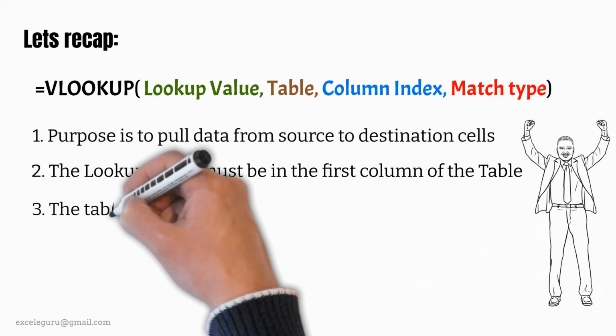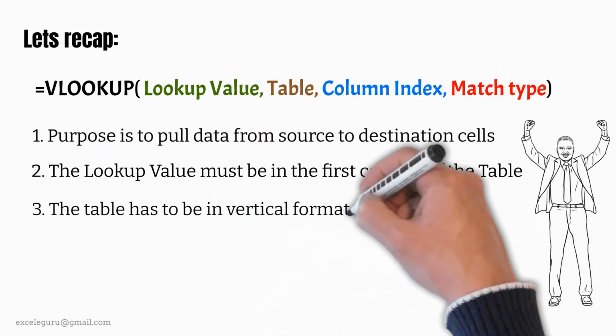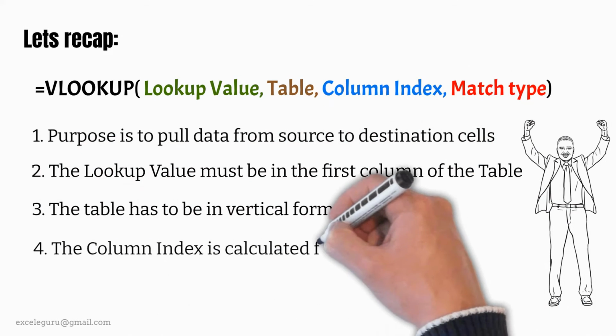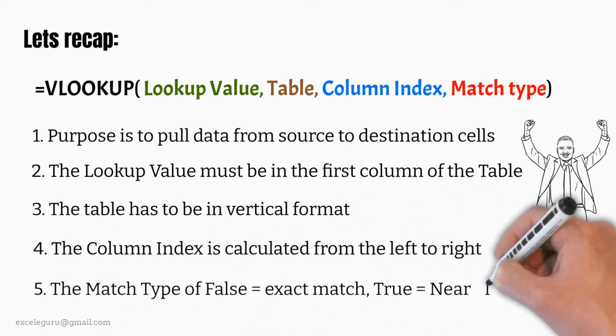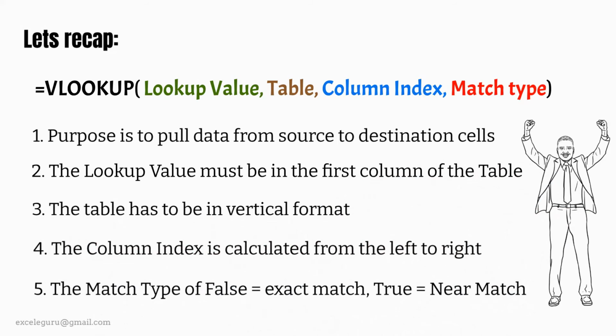The table must be arranged in vertical format. The column index is calculated from the left to right of the table. The match type will tell Excel how accurate the match assessment should be. If you need an exact match, type false, otherwise type true.